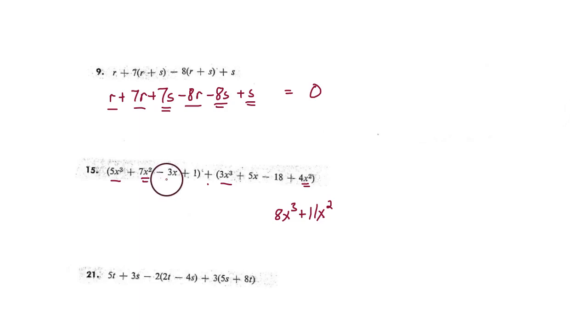Now let's combine our x terms. Here and here. We have negative 3x plus 5x. That's positive 2x. And finally our constants. Positive 1 and a minus 18. That's negative 17.